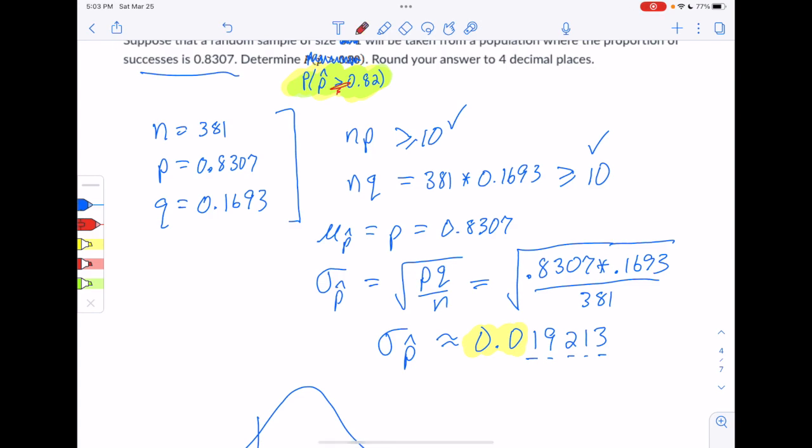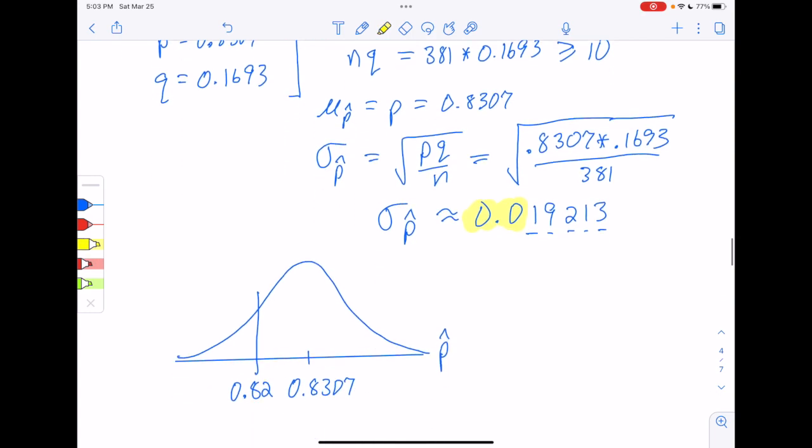So we're trying to find the area to the right, which means that we want to do greater than 0.82, which is the right of 0.82. So let's go shade that in. So we're looking for this area on the right-hand side. So whatever that is, that's going to be the answer to our question.